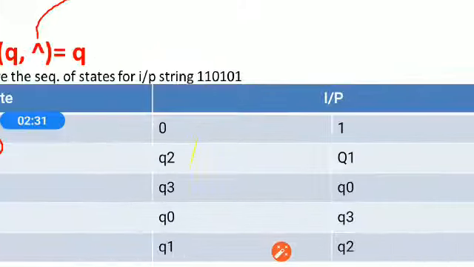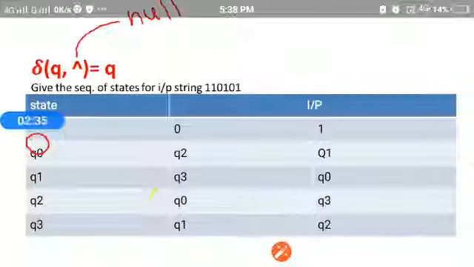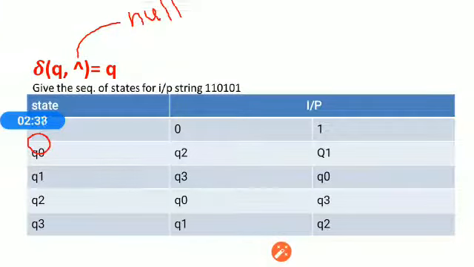110101. So let us see how to check whether the string is accepted or not. To check the string, we have to refer to this transition table.